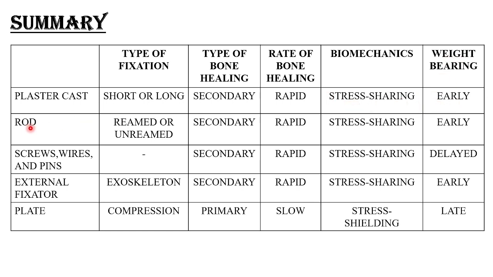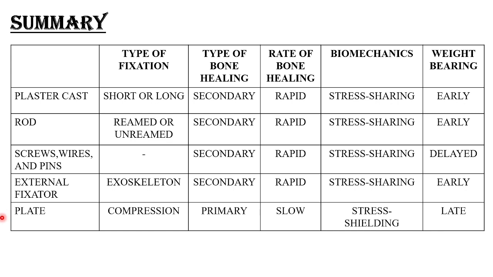Coming to the intramedullary rod, it is either reamed or unreamed, healing occurs in a secondary manner, rapid healing occurs, it is also a stress sharing device, and weight bearing is early. For screws, wires, and pins, healing occurs in a secondary manner, rapid healing occurs, it is a stress sharing device, and weight bearing is delayed. Coming to the external fixator, it is an exoskeletal type of fixation, healing occurs in a secondary manner and in a rapid way, it is also a stress sharing device, and early weight bearing is possible.